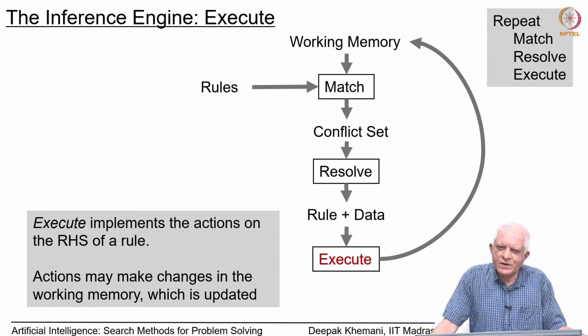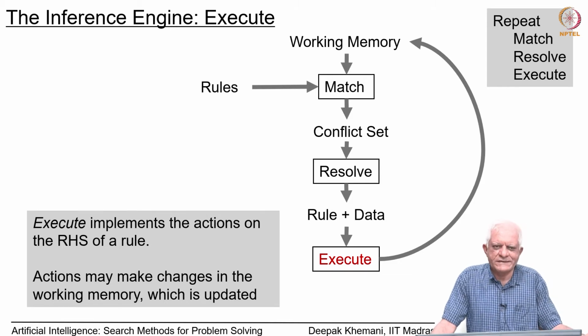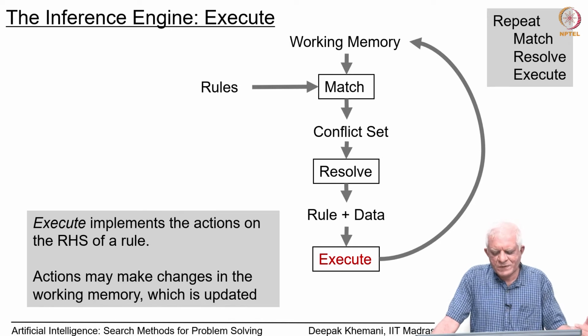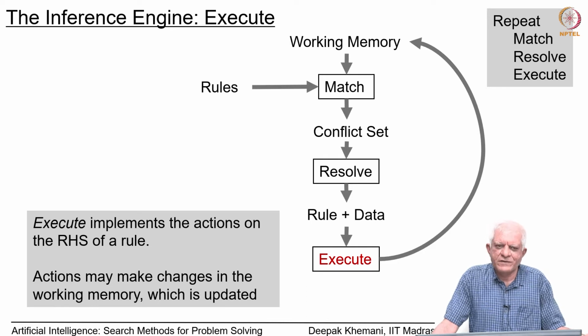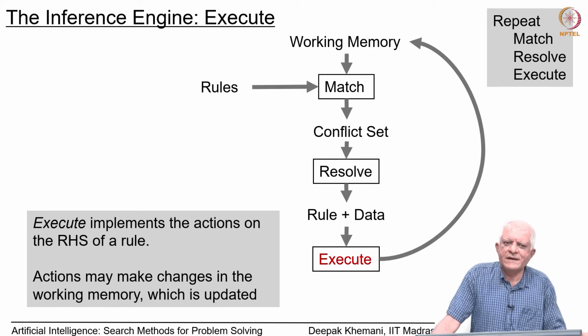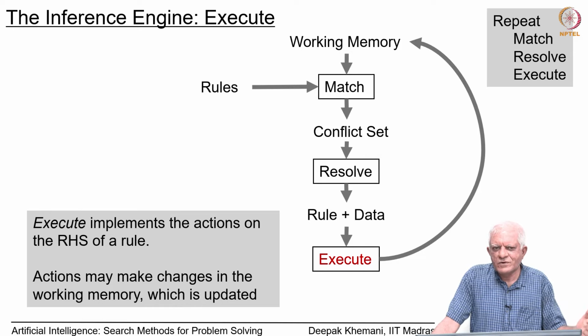The third component is execute. Its job is relatively simple. Resolve has given it one rule instance with data. That rule instance will have some actions, as we will see on the right hand side. The job of execute is simply to execute those actions. Now, we will see that those actions will typically change the working memory. It may add new elements, it may delete some element from that, and therefore, we have to go back all over and do the match all over again.